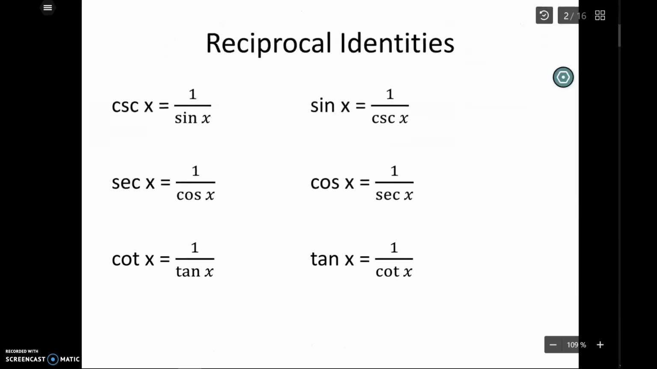Okay, the first set of identities are called the reciprocal identities, and you're probably familiar with these. The cosecant is 1 divided by the sine, and the secant is 1 divided by the cosine. So these should be familiar to you. These are the reciprocal identities.